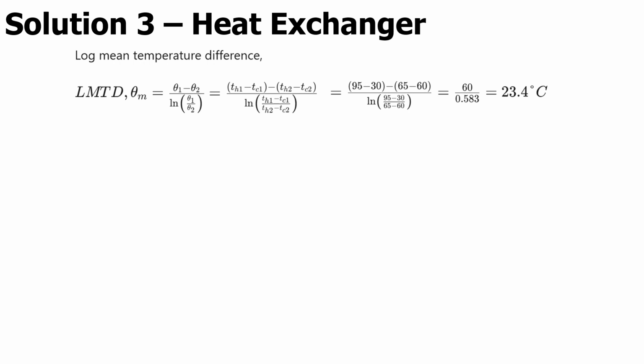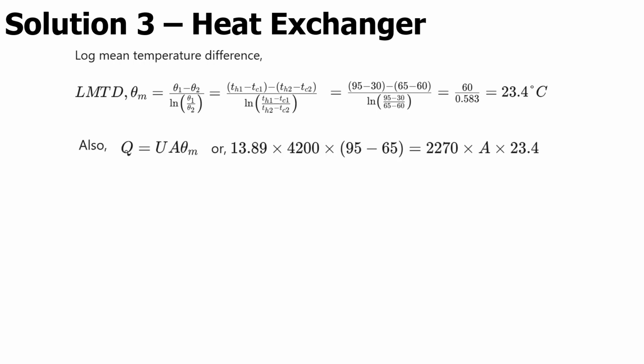Next, we use the total heat transfer rate formula, Q, which equals U times A times theta m. We know that Q is also equal to the heat lost by the hot water, so that we can get the area, which we find to be approximately equal to 32.95 square meters.